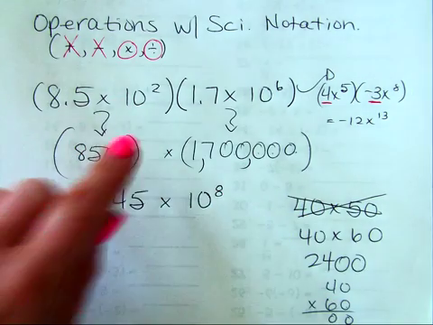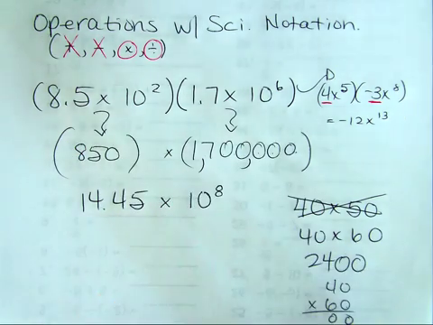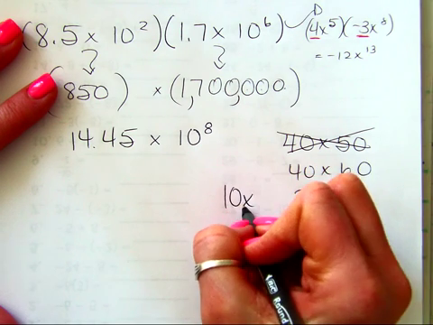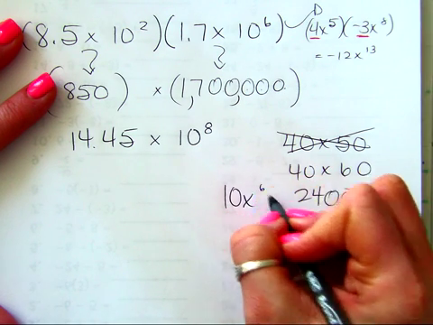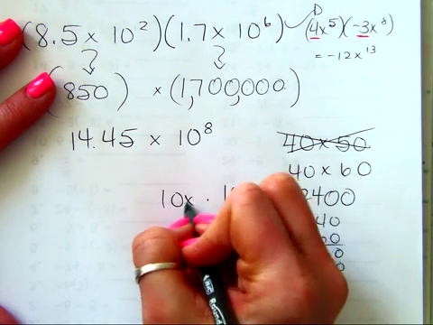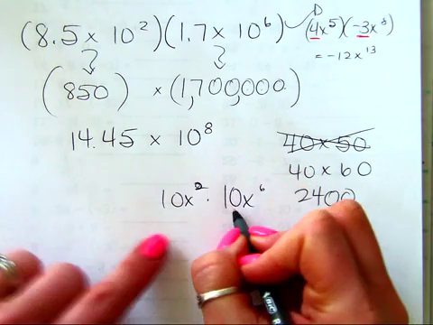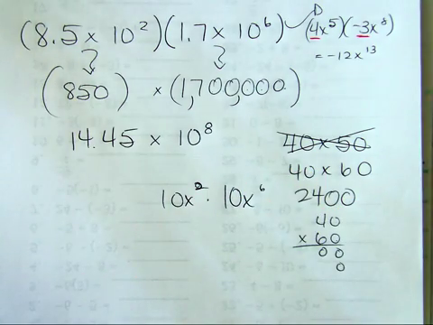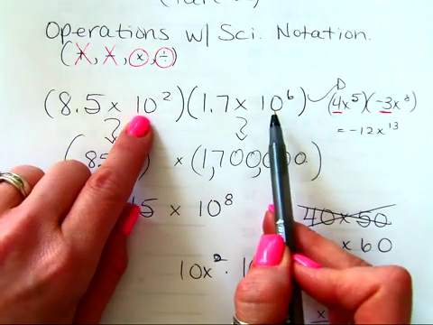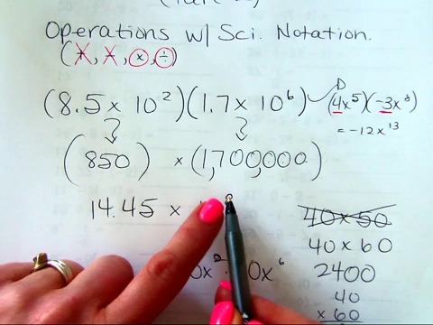Somebody wanted to know why I didn't multiply the 10 times 10 and make it 100. I just told you why. Because it's not a coefficient. It's a base right here, isn't it? If it was 10x to the 6th and 10x to the 2nd, then you would make it 100x to the 8th, right? But these 10s are the bases. And the rule is you keep the base, add the exponents.